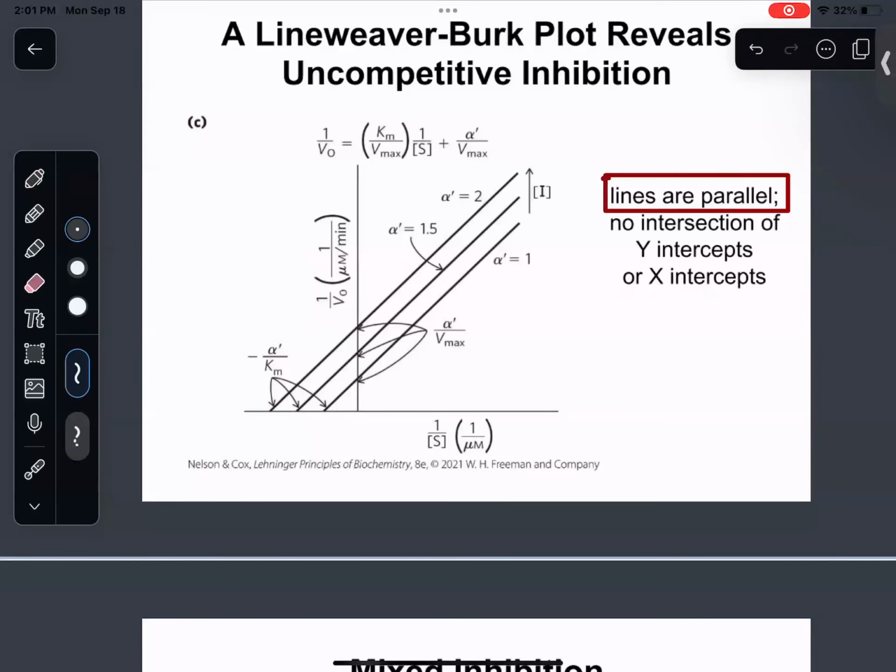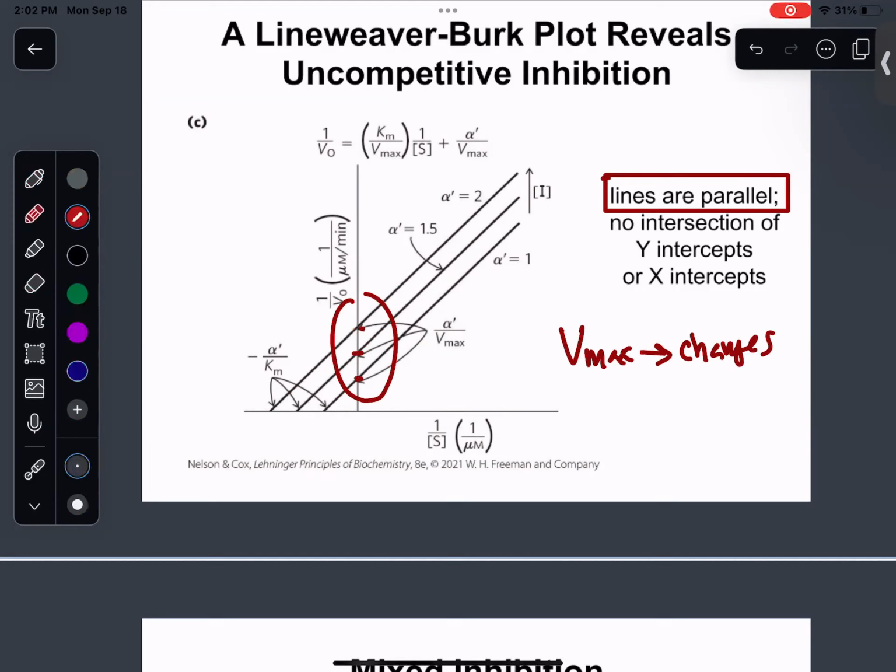So we know now, just from looking at this, that Vmax changes. We don't even have to know whether they go up or down. It doesn't make a difference. They changed. If these were all intersecting at the same point, then we'd know the Vmax is unchanged. But here they're parallel, at different points. Vmax changes. They're not the same.